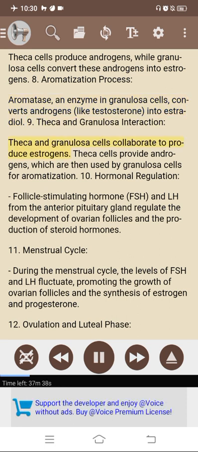9. Theca and granulosa interaction. Theca and granulosa cells collaborate to produce estrogens. Theca cells provide androgens, which are then used by granulosa cells for aromatization. 10. Hormonal regulation. Follicle-stimulating hormone (FSH) and LH from the anterior pituitary gland regulate the development of ovarian follicles and the production of steroid hormones. 11. Menstrual cycle. During the menstrual cycle, the levels of FSH and LH fluctuate, promoting the growth of ovarian follicles and the synthesis of estrogen and progesterone.